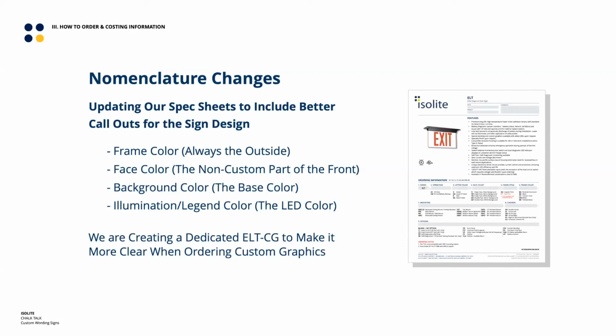The background color will be the body of the sign. Again, in the ELT case, that's going to be white, mirrored, or clear. There's a lot more flexibility on both the TL and the LPDC. And then the illumination and legend color is going to be white, blue, red, or green across the line of the custom graphics products. And as I mentioned before, we're going to make a dedicated ELT CG in order to bring this consistency and make it clear what the options are for the product line.